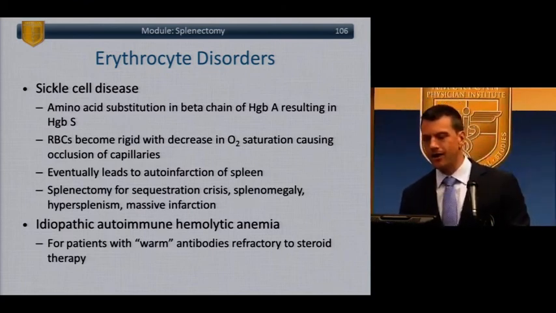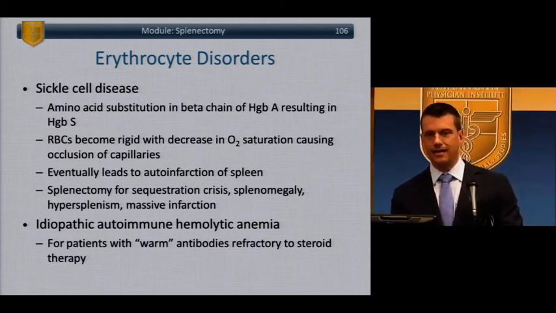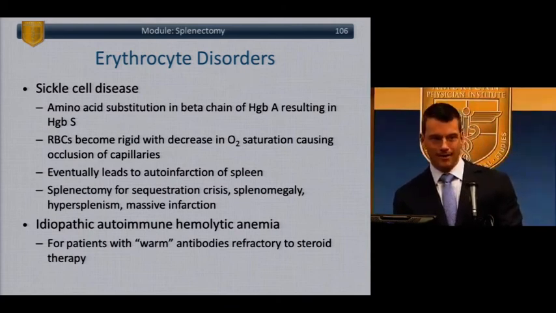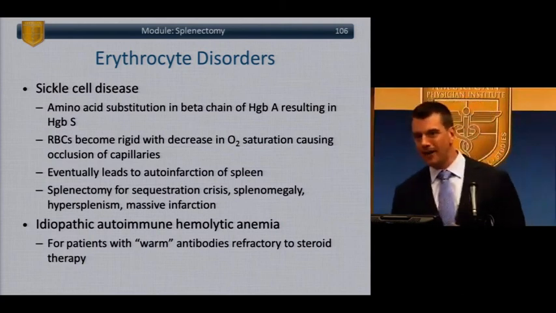In idiopathic autoimmune hemolytic anemia, for patients with warm antibodies that are refractory to steroid therapy, a splenectomy is indicated. Again, just be on the lookout that the indications for splenectomy now are usually high transfusion requirements and failed medical management. Almost everything that used to go straight to splenectomy, except for trauma, now has some sort of medical management to attempt.